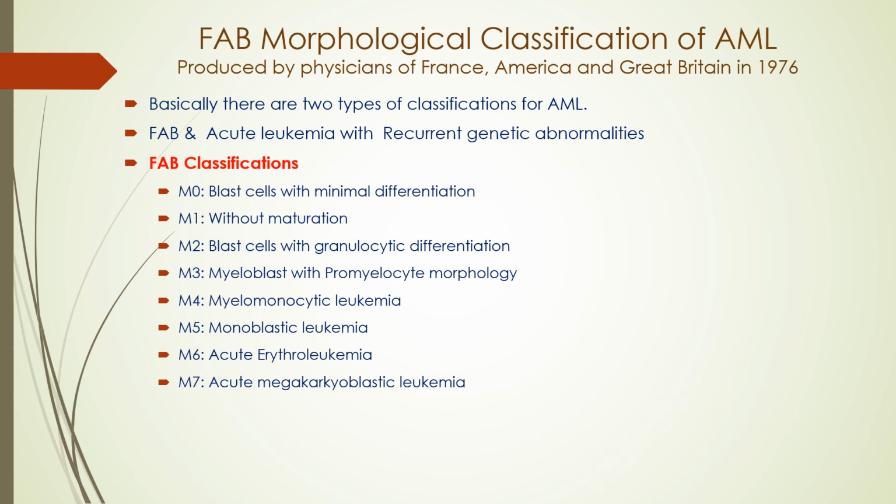M2, blast cell with granulocytic differentiation. M3, myeloblast with promyelocyte morphology. M4, myelomonocytic leukemia. M5, monoblastic leukemia. M6, erythroleukemia, and M7, acute megakaryocytic leukemia.